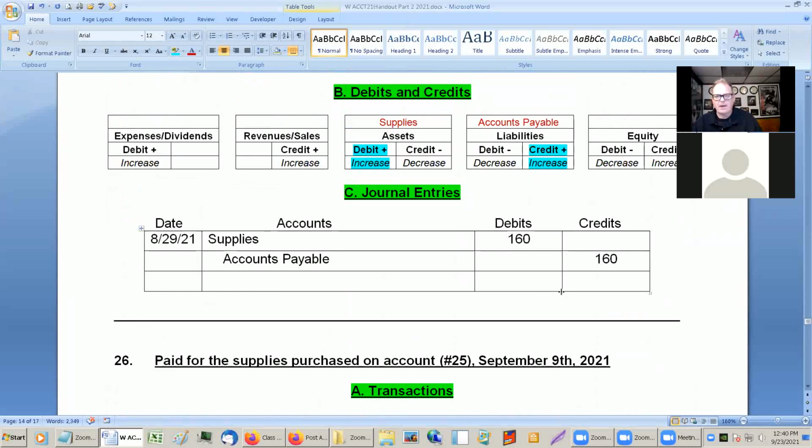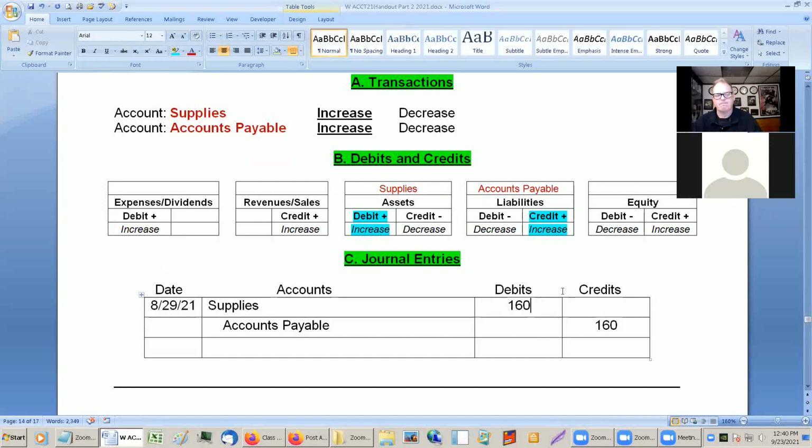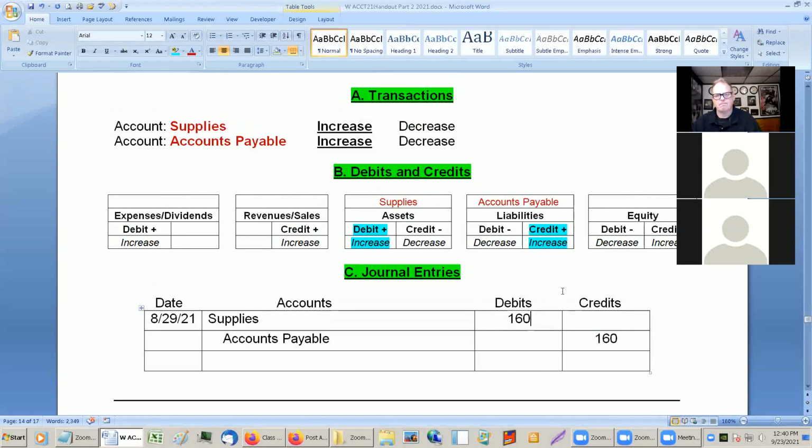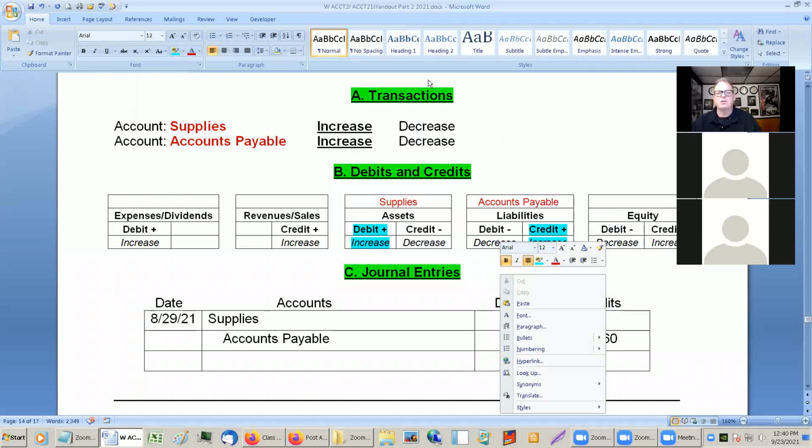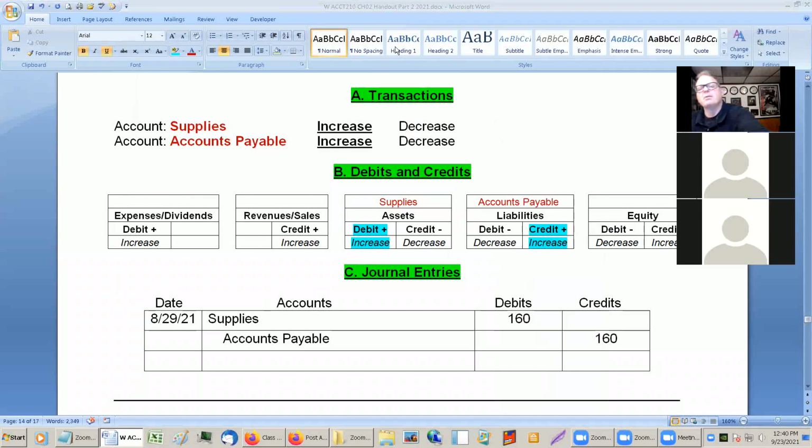Hey, Professor. Yeah. Just a random question. So you said that they don't do journal entries anymore, that it's not common to see in the workplace anymore? They do journal entries sometimes. It really depends how the system's set up.